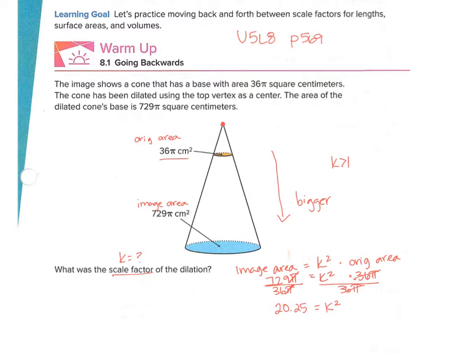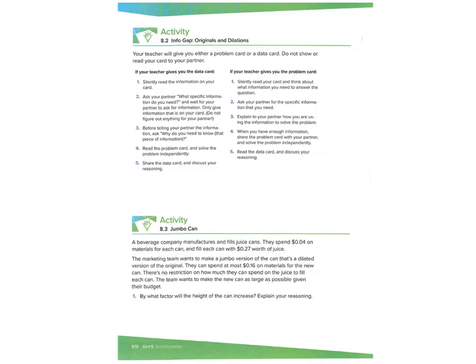That means I need to cancel it being squared. We know that we're going to do that by taking the square root of both sides. When I do that, I find that my value for k, for my dilation, was 4.5. So let's take a look at the next page.